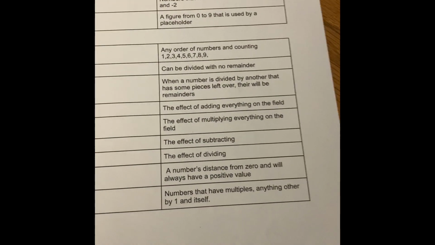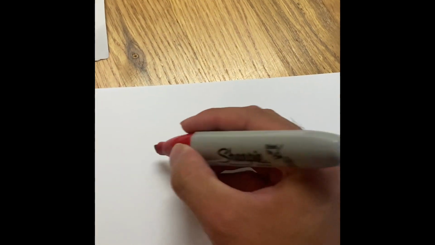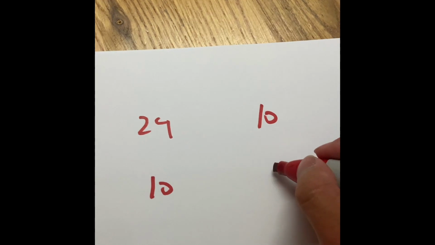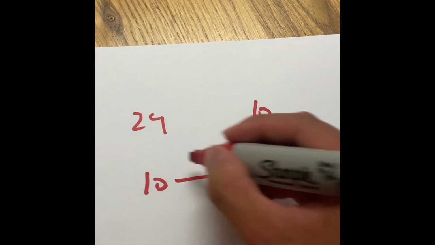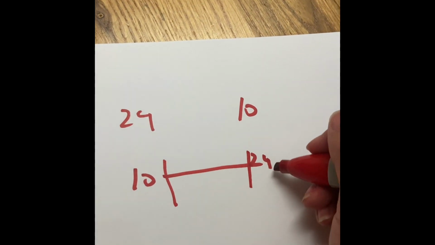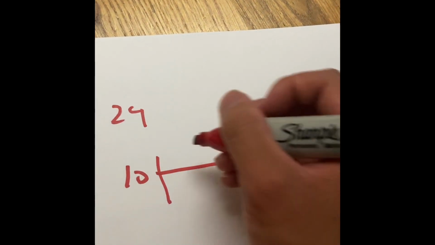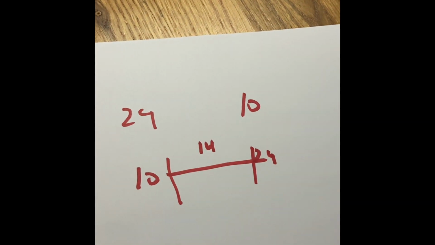The difference: the effects of subtracting. For example, if I wanted to find the distance between 24 and 10, I'm going to say 24 and 10. To find the distance between the two, we have to do 24 subtract 10. That will bring me to 14 units.